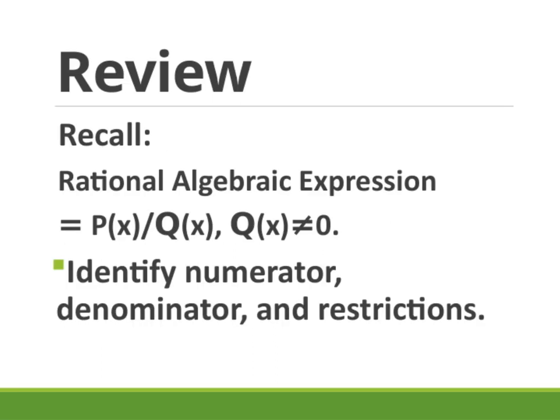Let's take a moment to recall what a rational algebraic expression really is. It's a fraction where both the top and bottom are polynomials. We call the top the numerator, and the bottom the denominator. But there's a crucial rule: the denominator can never be 0. So part of working with these expressions is identifying any restrictions, values of x that would make the denominator 0, and therefore not allowed. This quick review sets us up for what's coming next.